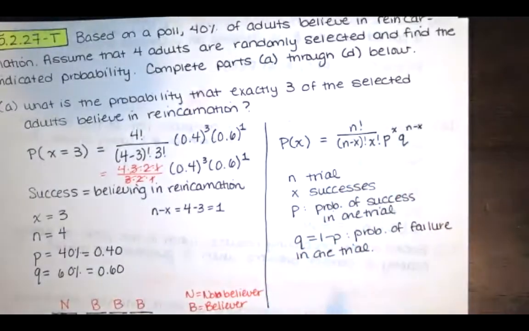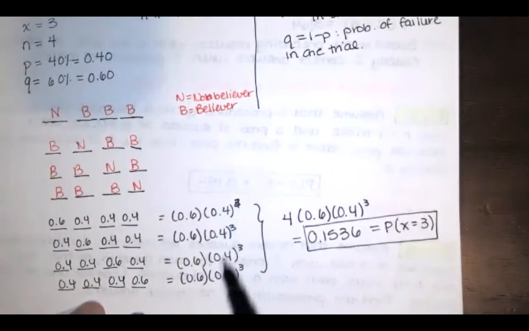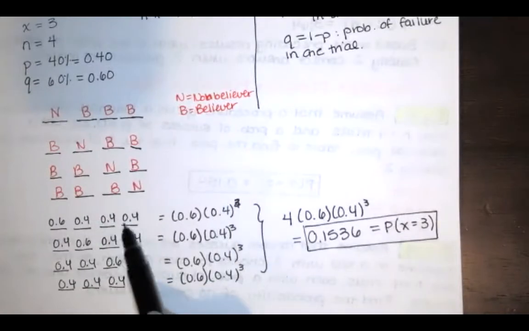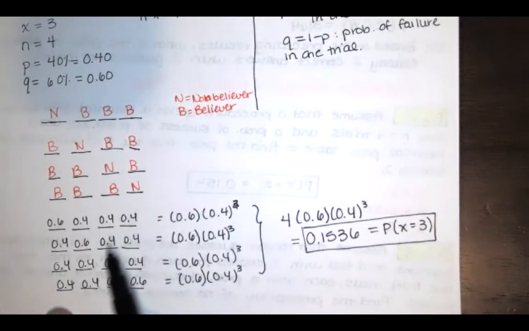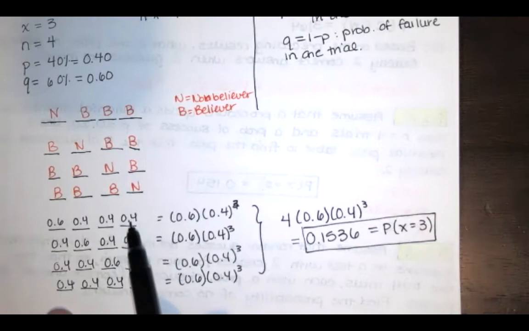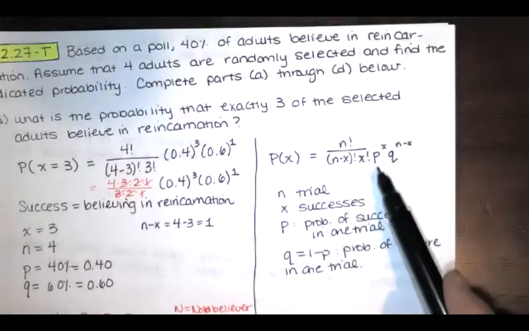This is exactly the same thing here. Notice that this 0.4 is the probability of success in one trial. So the probability of being a believer was 0.4. And since we had 3 successes, we had 0.4 times 0.4 times 0.4. So this is p raised to the x power. That's what you see right here.